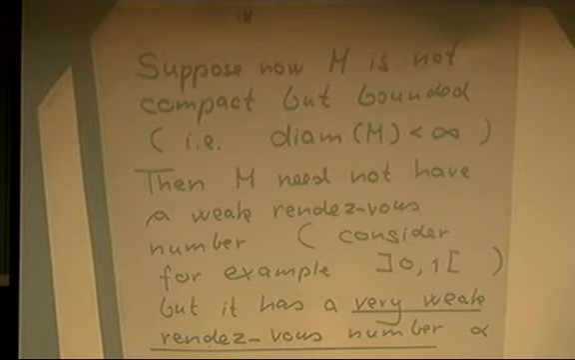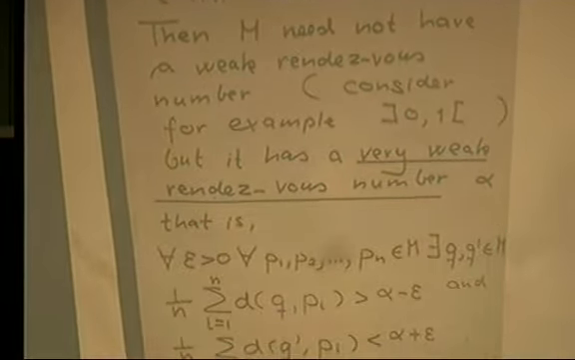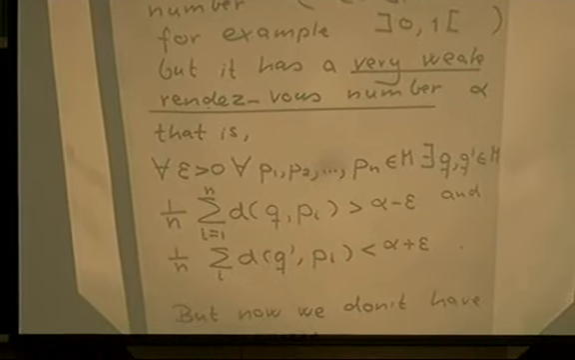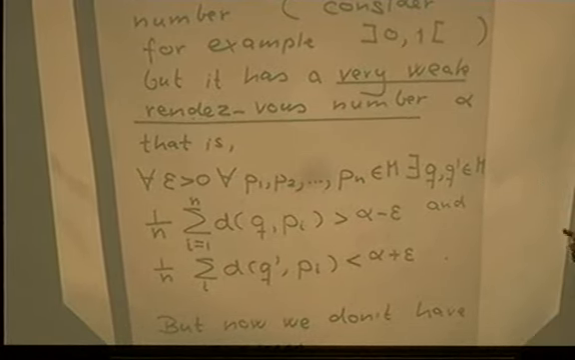What can be said in this case? Well, it turns out that this space need not have a rendezvous number. It need not even have a weak rendezvous number. And to see that, you just consider the open interval between 0 and 1. That has no weak rendezvous number. The only candidate for a weak rendezvous number would be a half, but that doesn't work here, as you can quickly see. But it turns out that it has what I call a very weak rendezvous number.